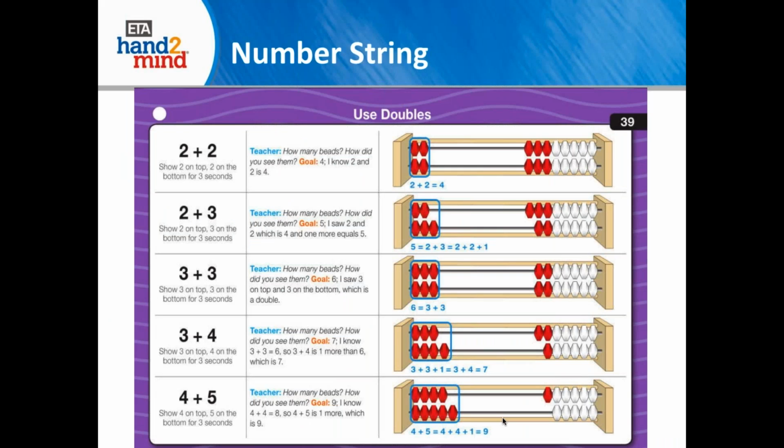Let's take a look at what one of the ETA hand2mind daily math fluency number string cards look like and how it guides you through this routine. First up, you'll see at the top the strategy that you're going to be focusing on for this particular number string. Over here on the left, you're going to see each of the problems that you will pose throughout the string. It gives you the teacher language that you can use to engage your students. It also shows you your goal for what you would hope your students would be able to discuss with you and explain their math thinking.